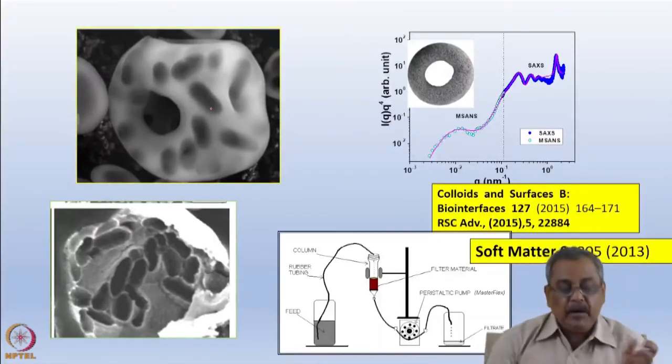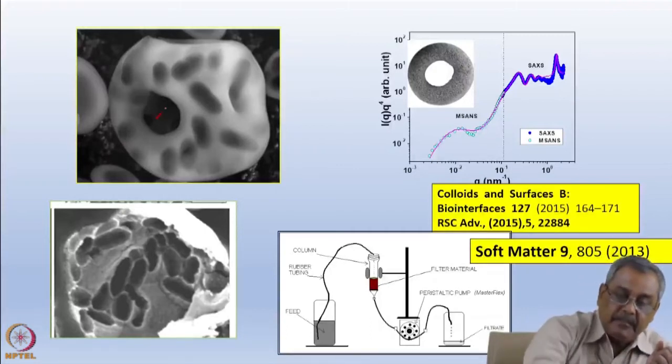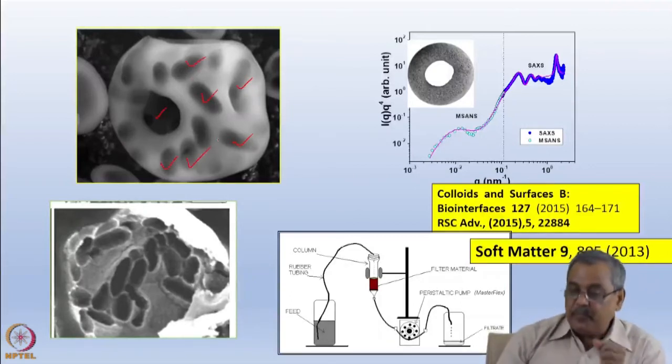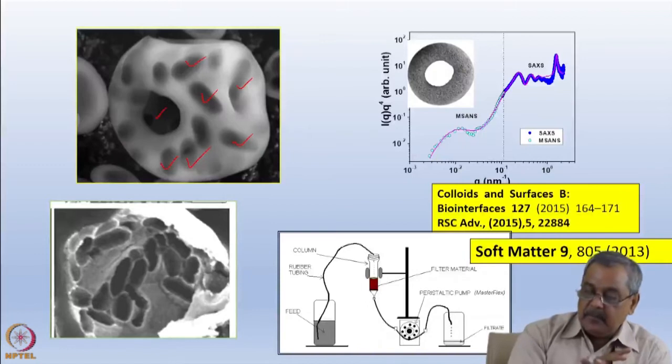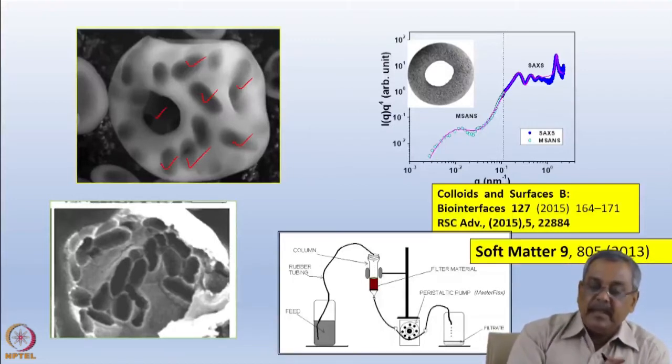And if I burn out the E. coli, then we have these gaps, which can accommodate E. coli. An attempt was made, I have given the reference here. First, while we were drying the silicon particles, we added E. coli bacteria to it, and then we burnt out the E. coli bacteria.